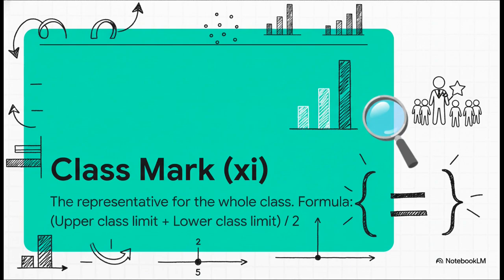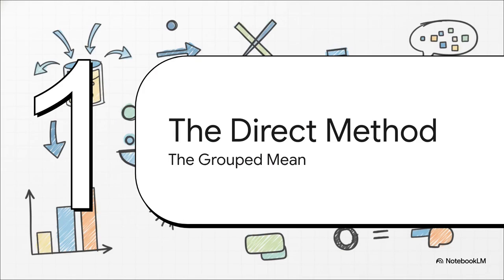So for that 10 to 25 group, we do 10 plus 25 divided by 2, which is 17.5. That's our new xi. So now that we have our team captain, our xi, for each group, we can go ahead and calculate the mean. And this whole process has a name. It's called the direct method.